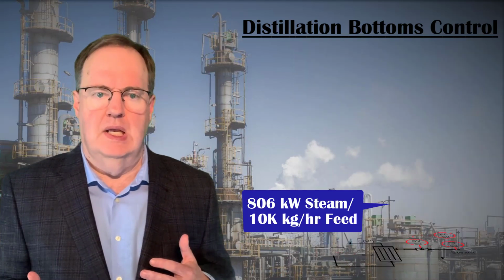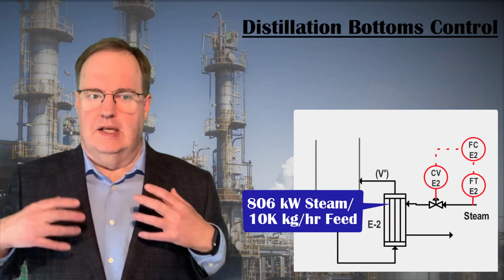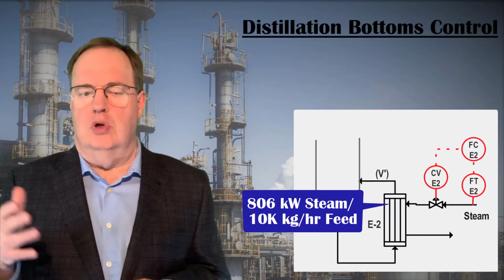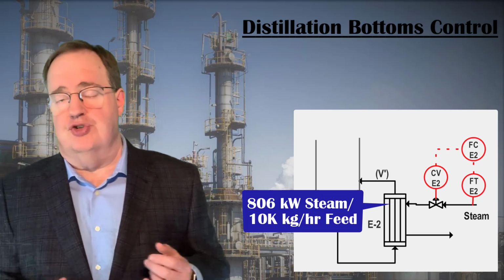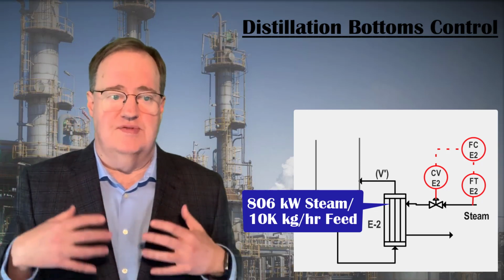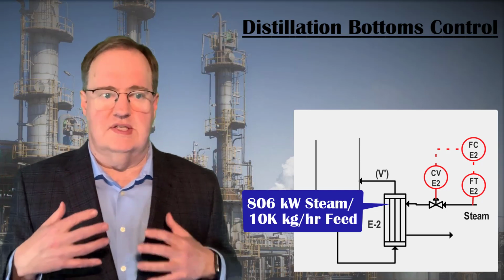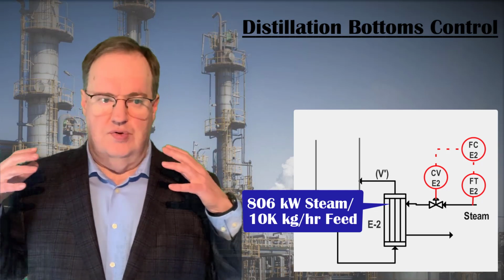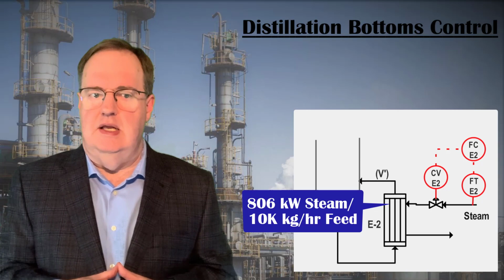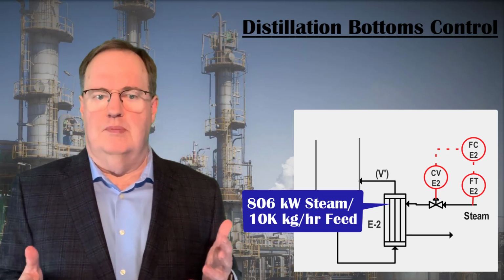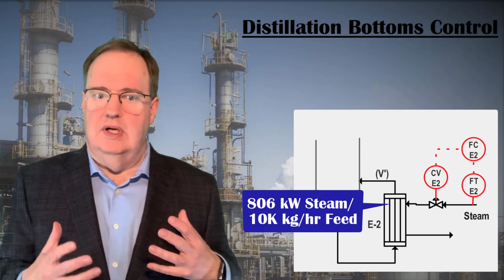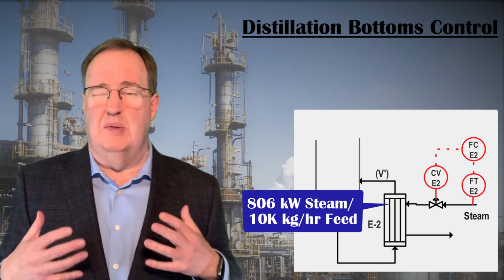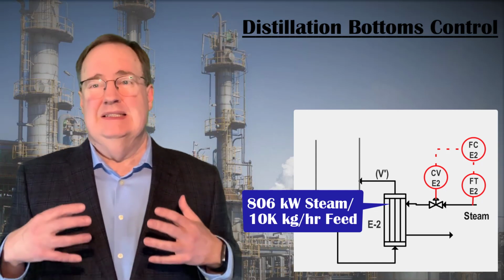Fair enough. I can put a flow meter and flow controller on my reboiler steam, and I can use a steam table to translate kilograms per second of steam to kilowatts of heat and deliver those 806 kilowatts of steam for every 10,000 kilograms per hour of feed. Will that yield accurate and reliable control of my bottoms composition?